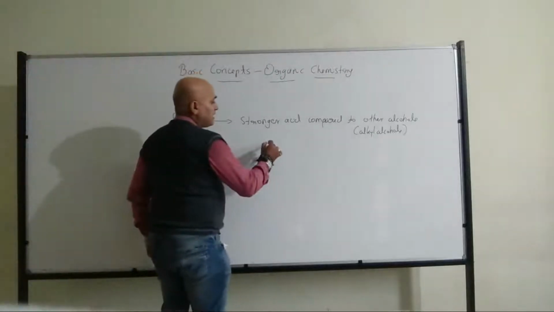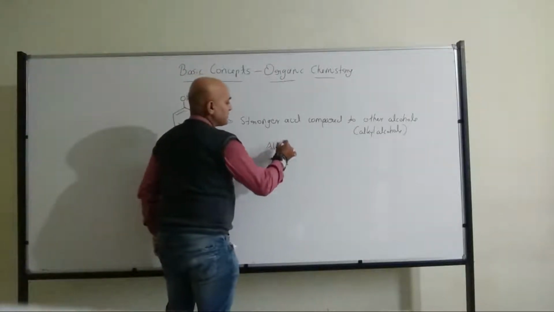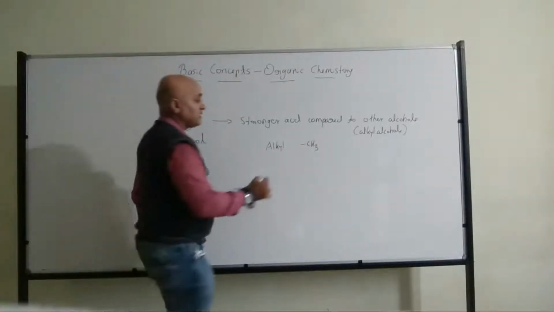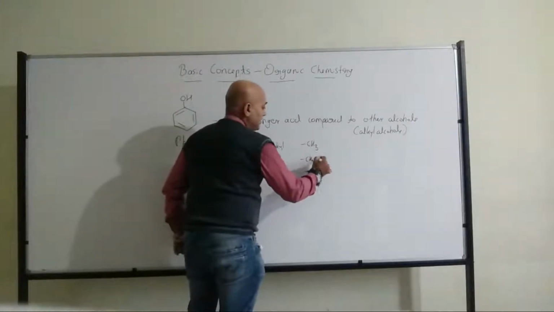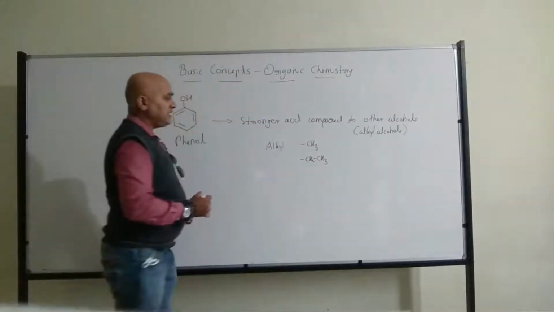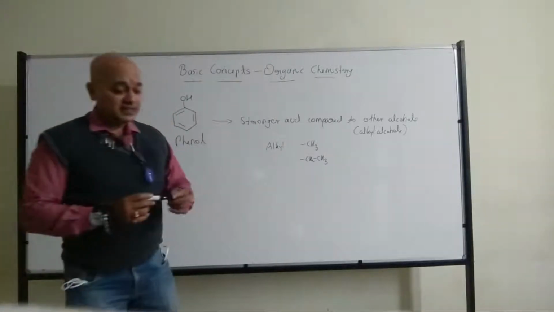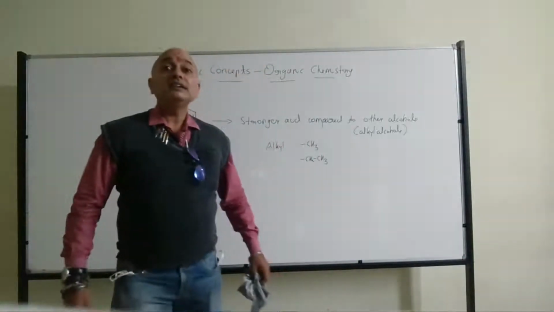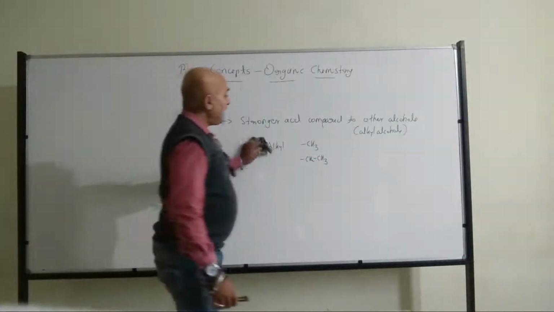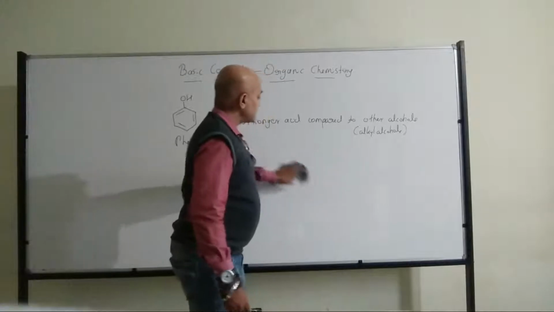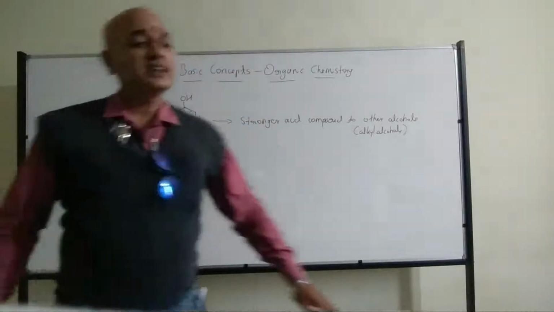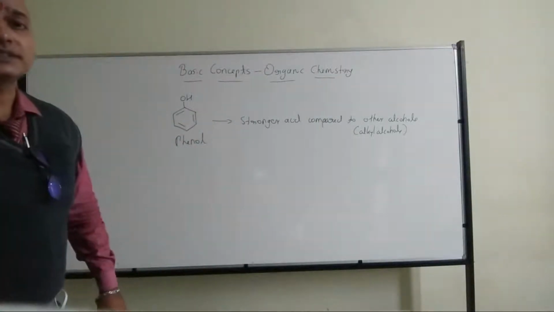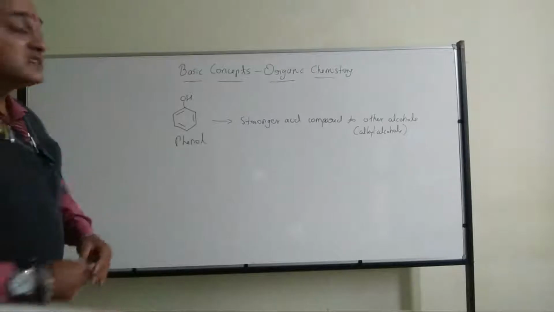Say for example, alkyl in the sense it can be methyl derived from the alkane methane, or ethyl derived from the alkane ethane. So that's why they are called alkyl groups. Propyl, ethyl, butyl, they are all alkyl groups. So alkyl alcohol means where the OH group is attached to any of these alkyl groups. So compared to them, phenol is a strong acid. Right? So what is the reason?